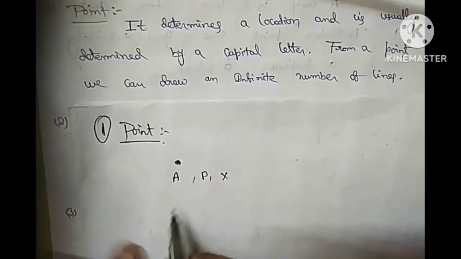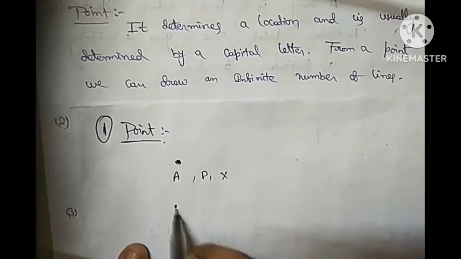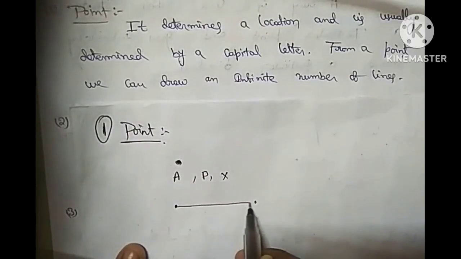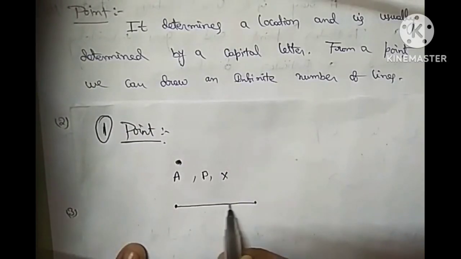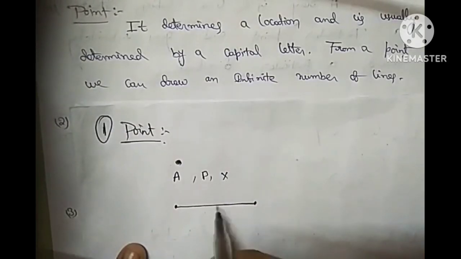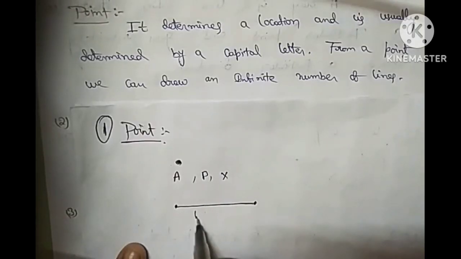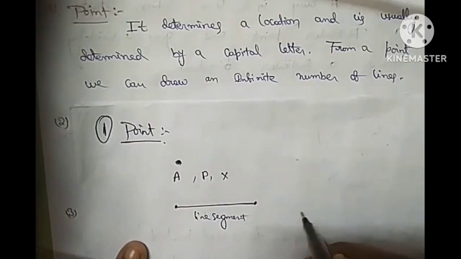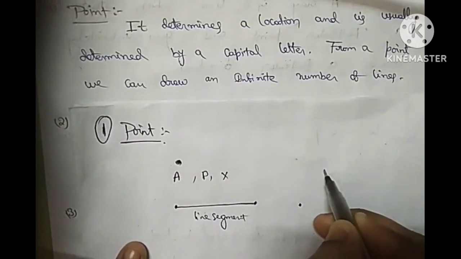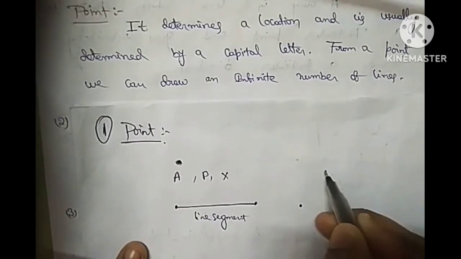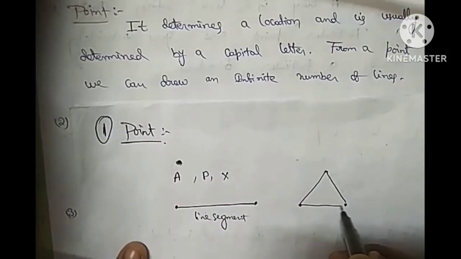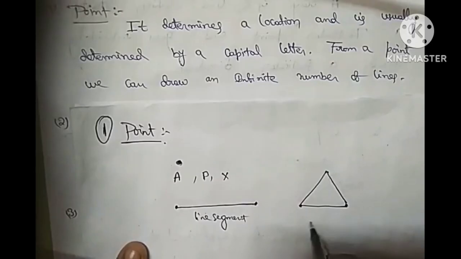See how we can use the points. If one point is there and another point is there, and we join these two points, by joining these two points we get one geometrical shape. What is it? A line segment. Like that only. If one point is here, one point is here, and one point is here, by joining these, what are we getting? It is a triangle.